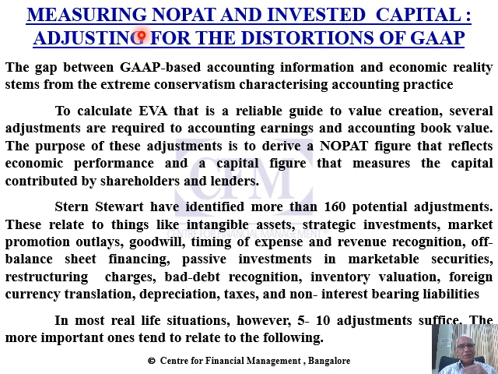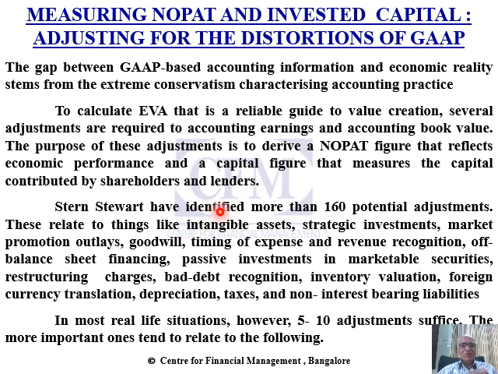For measuring NOPAT and invested capital, adjustments had to be made for the distortions of generally accepted accounting principles. The gap between GAAP-based accounting information and economic reality stems from the extreme conservatism characterizing accounting practice. To calculate EVA, that is a reliable guide to value creation, several adjustments are required to accounting earnings and accounting book value. The purpose of these adjustments is to derive a NOPAT figure that reflects economic performance and a capital figure that measures the capital contributed by shareholders and lenders.